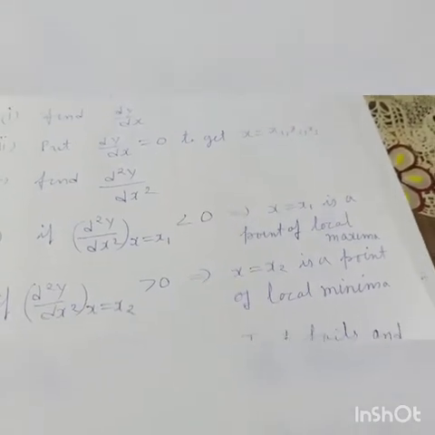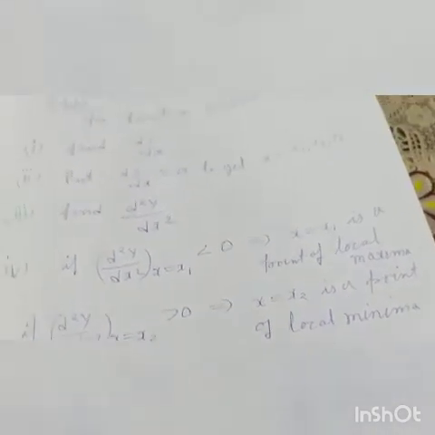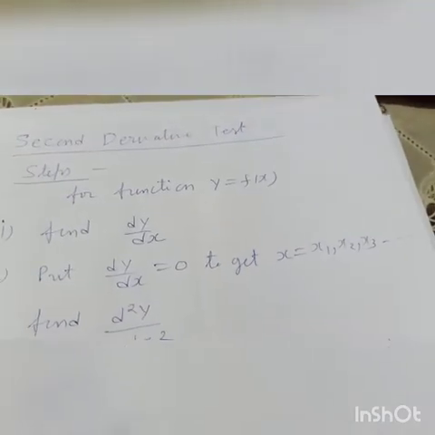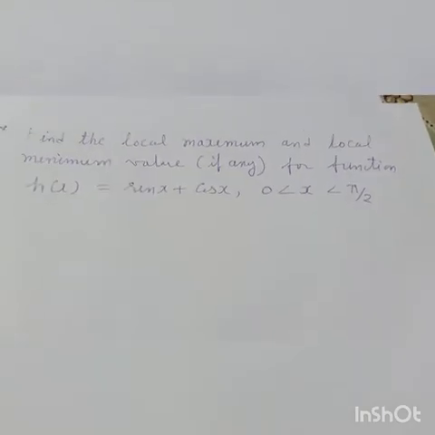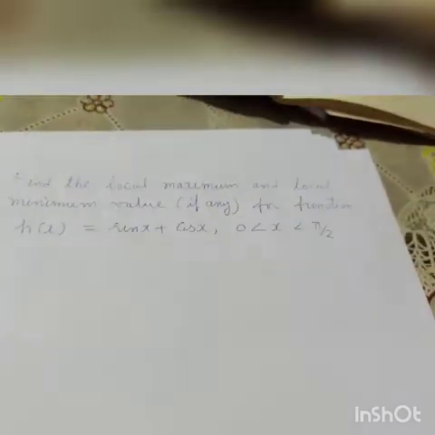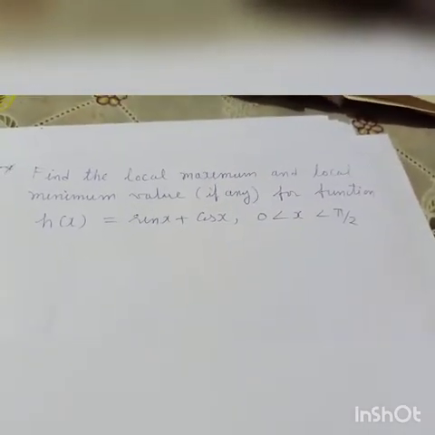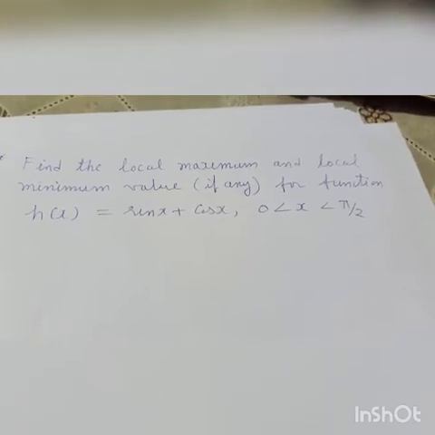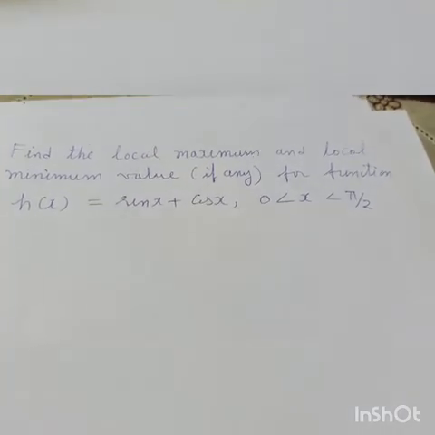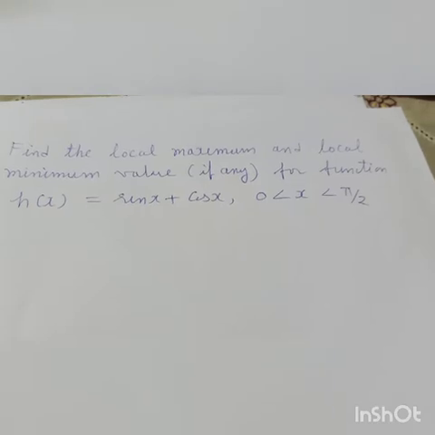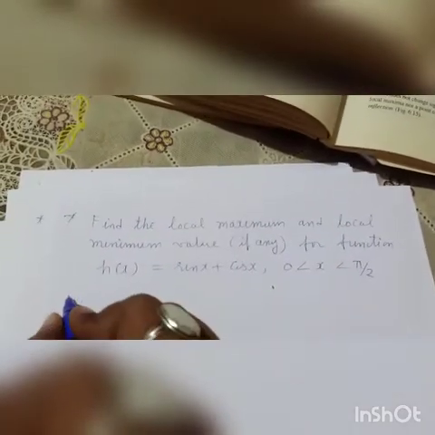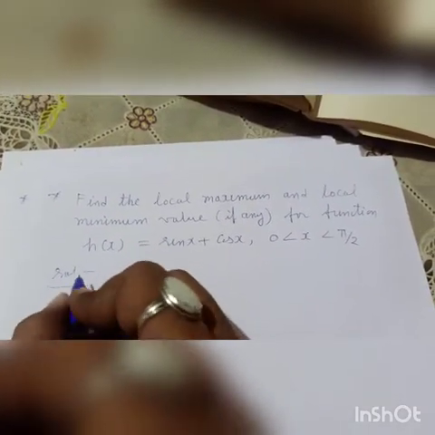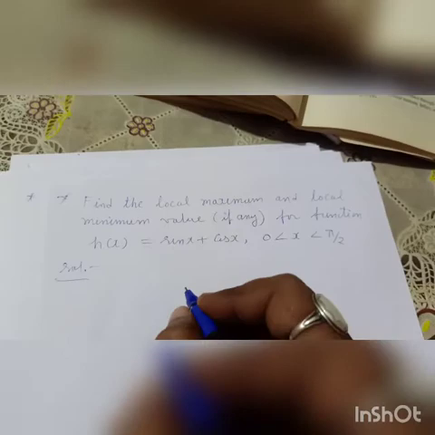Now we will solve some problems. We will basically use this second derivative test in the solving of problems. Take the first problem. Find the local maximum and local minimum value, if any, for the function h(x) equal to sin x plus cos x, where x varies from 0 to pi by 2. See the solution. We will use the second derivative test to solve this problem.